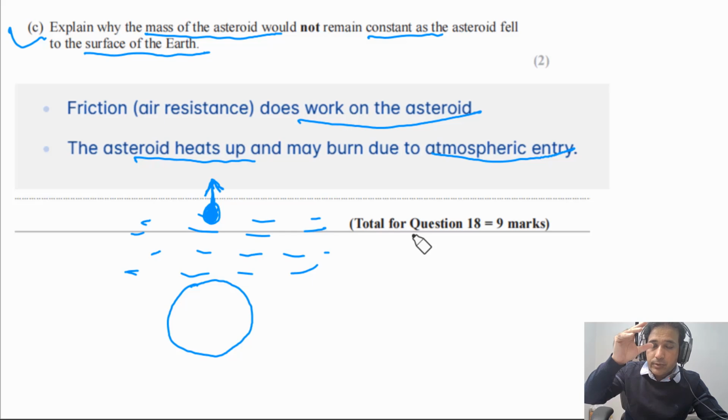So in this case the asteroid is falling, even if we imagine it started from rest, so its potential energy has to be converted into kinetic energy. But due to air resistance, not all the potential energy will be converted into kinetic energy. Some of the energy will be converted into thermal energy. So it will heat up, and it will lose mass due to burning.